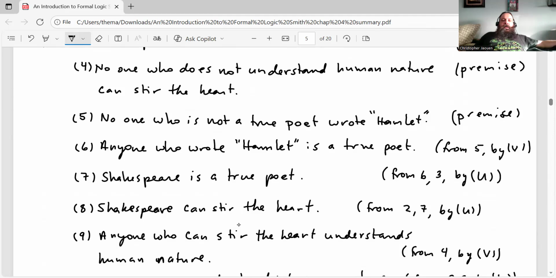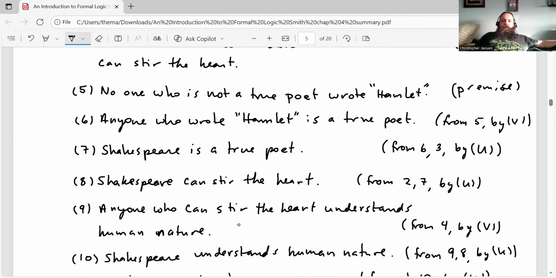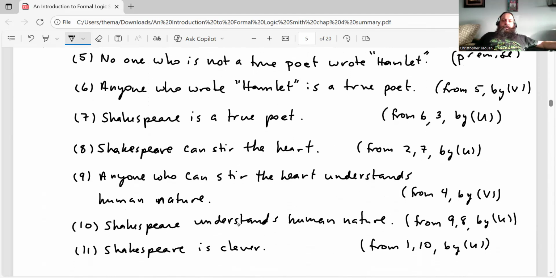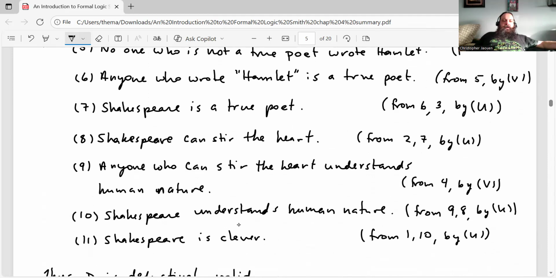So from five, anyone who wrote Hamlet is a true poet by V. And then Proposition 7, Shakespeare is a true poet, follows from inference pattern U from Proposition 6 and from premise 3. Proposition 8, Shakespeare can stir the heart, follows from premise 2 and Proposition 7 by the inference pattern U.